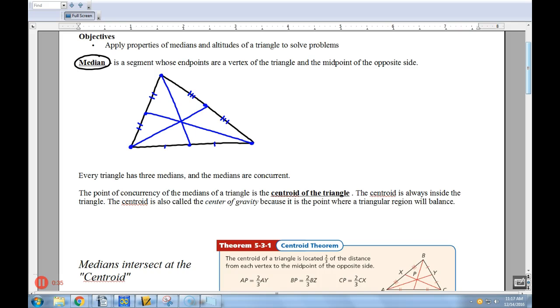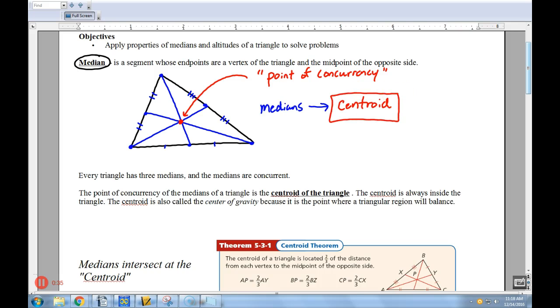Now I didn't really talk about this in the previous notes, but this point where they all meet, we've been giving it names, and I've called it the circumcenter, the incenter, but in general that is called a point of concurrency. A point of concurrency is just a point where three or more lines cross, and the point of concurrency here is the medians create a point called the centroid. Alright, so this is our big word today, the centroid.